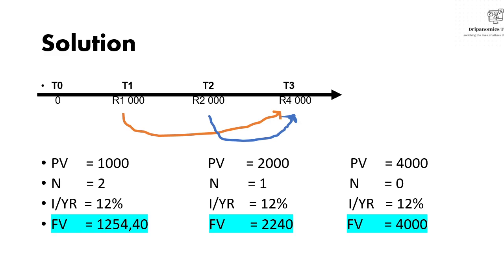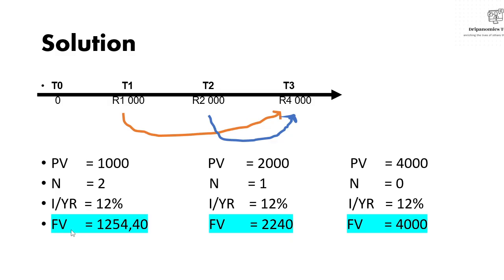Like I said, you treat them as individual cash flows. So you calculate the future value for T1, calculate the future value for T2, calculate the future value for T3. Anytime you have an n of 0, the present value will be equal to your future value. Every time. But here you do those calculations, and then you have 1,000, n is 2, interest is 12%.